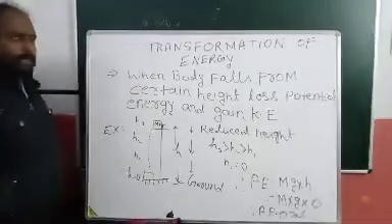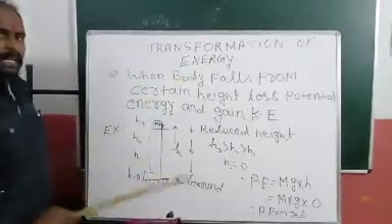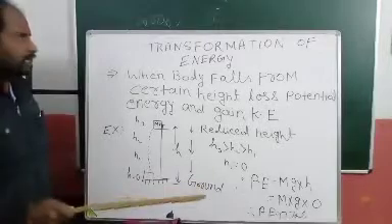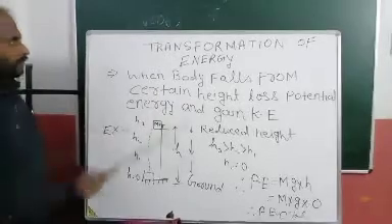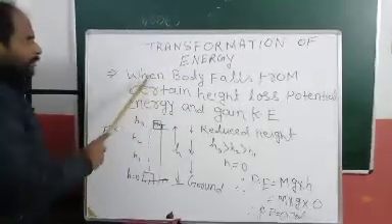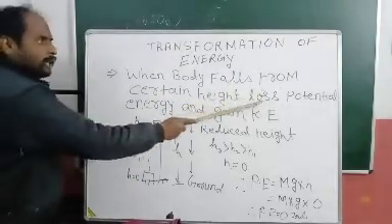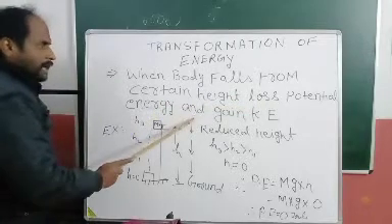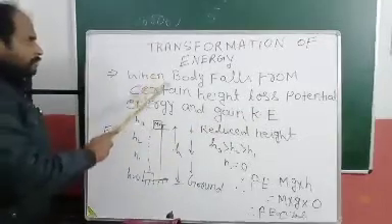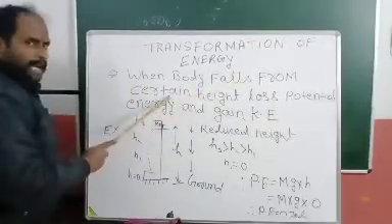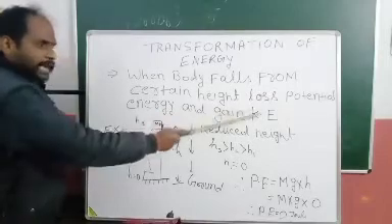Now come to the next point, transformation of energy. Transformation of energy means potential energy converted to kinetic energy and kinetic energy converted to potential energy. When a body falls from a certain height, it loses potential energy and gains kinetic energy.